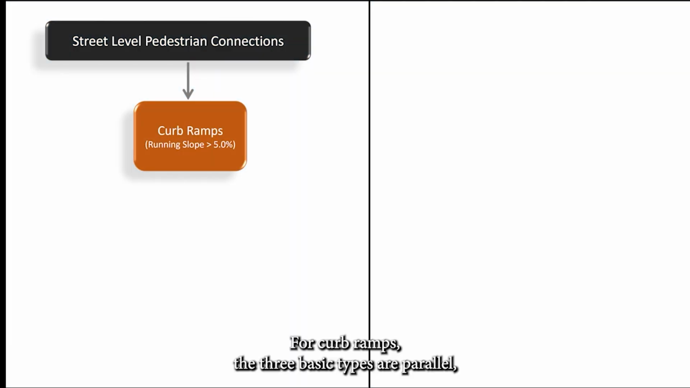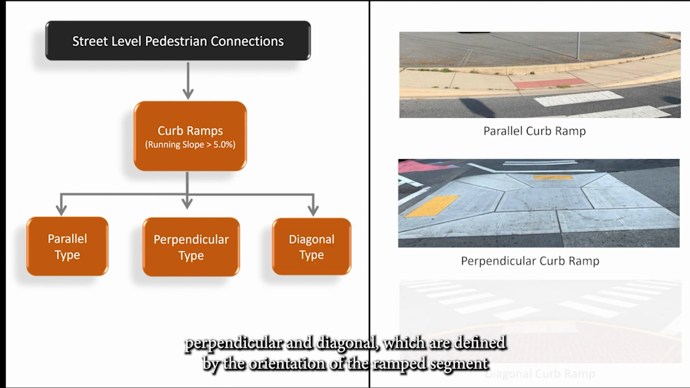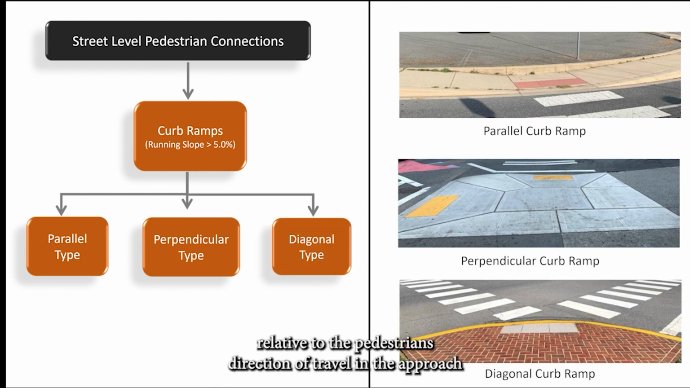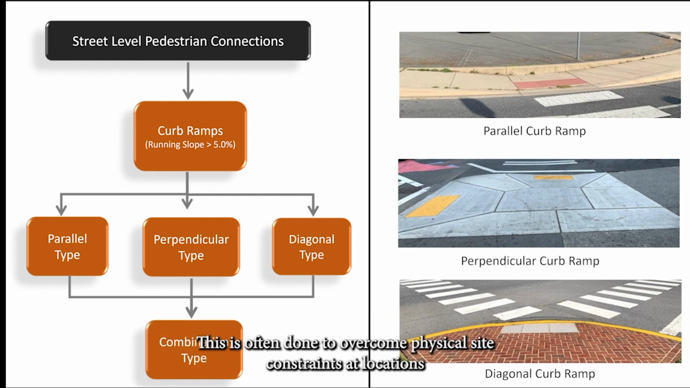For curb ramps, the three basic types are parallel, perpendicular, and diagonal, which are defined by the orientation of the ramp segment relative to the pedestrian's direction of travel in the approach sidewalk and the adjacent street level crossing. The three basic types can be used in combination to create what is called a combination ramp. This is often done to overcome physical site constraints at locations where a single type cannot achieve an accessible pedestrian connection.